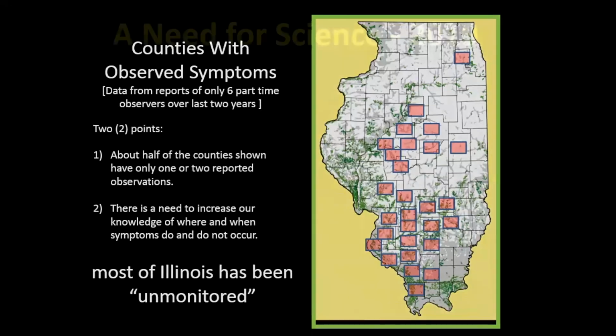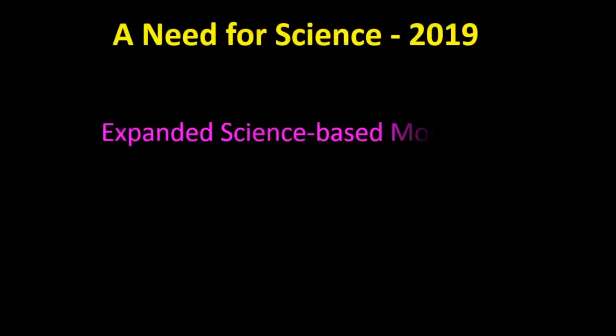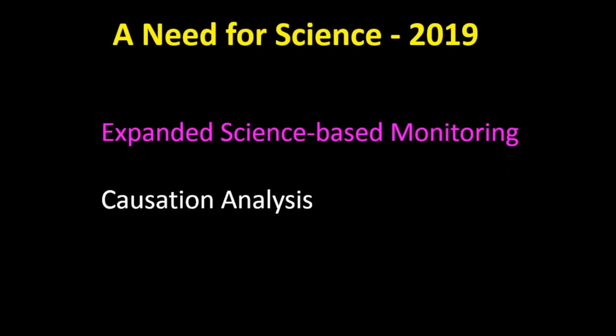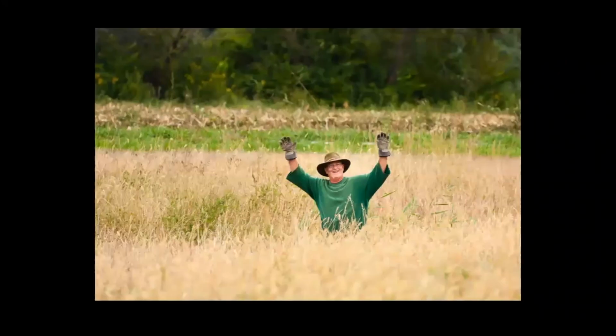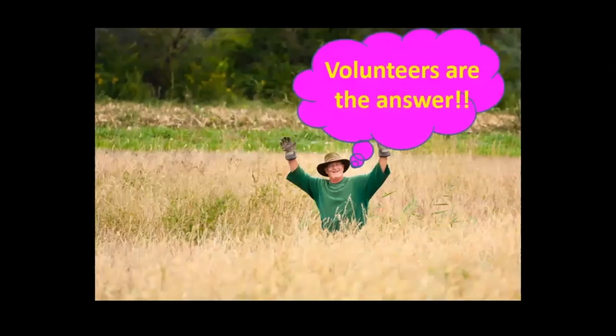This really highlights that there's a need for science in 2019, and we plan to do this by expanding the monitoring. And we hope that this expanded monitoring will lead to causation analysis and effects analysis. But right now, we're just going to focus on the monitoring. Now, how are we going to do this? Well, volunteers are one of our best resources. In order to really get an idea of what's happening around the state, we need your help.